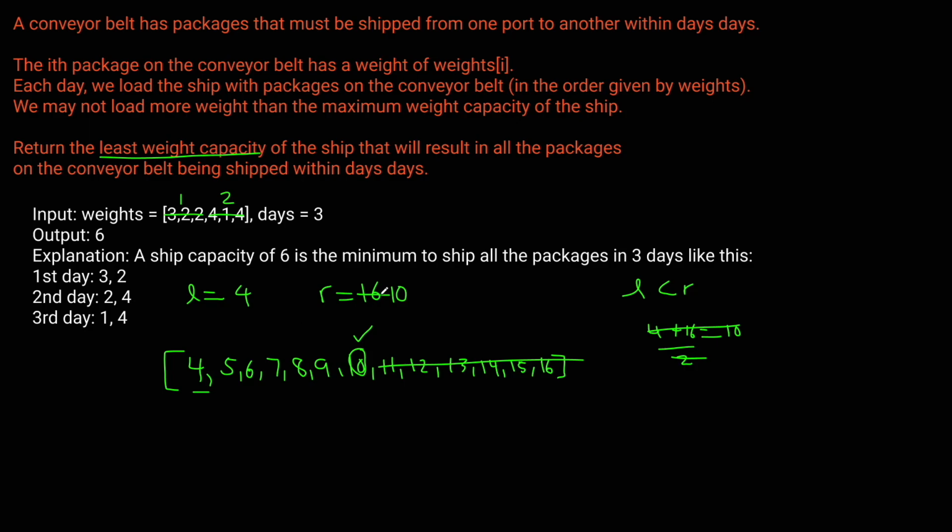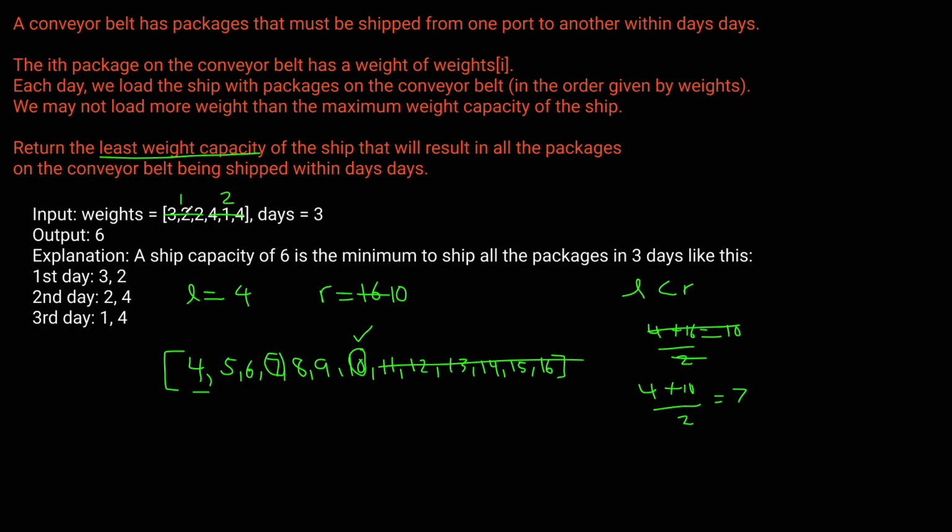So let's keep going. Is 4 still less than 10? Yes, it is. So that means we have to calculate a new midpoint. So we're going to say 4 plus 10 divided by 2. So this is going to be what? 7, right? So now we're at the 7. So let's try 7.